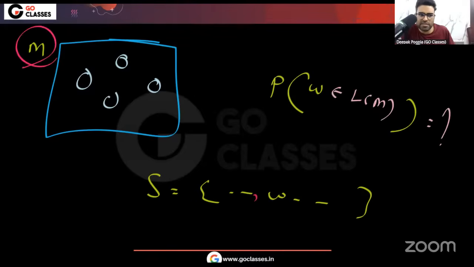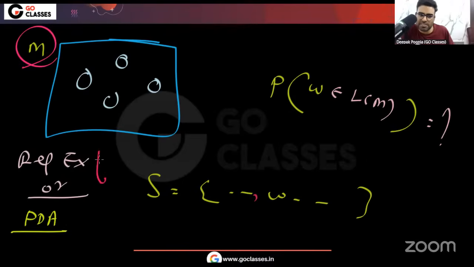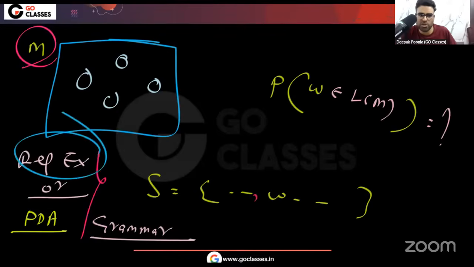Instead of this automaton, they can give you a regular expression, yes or no? They can give you a DFA, they can give you an NFA. Maybe they can give you some pushdown automaton. Maybe they can give you a grammar. So these are the variations that are possible. I can give you a grammar and ask the same question, or a regular expression and ask the same question. Basically, variations are possible. I hope you understood.